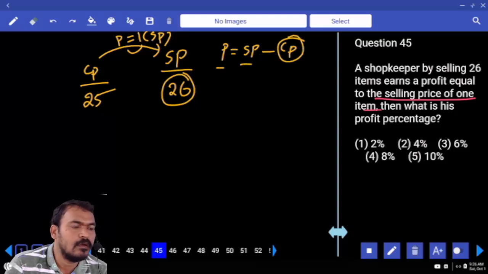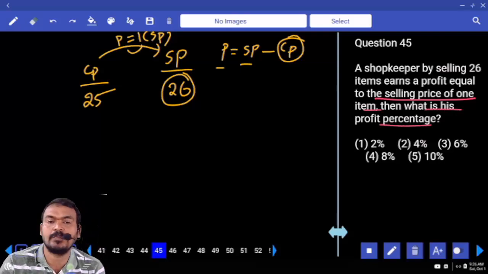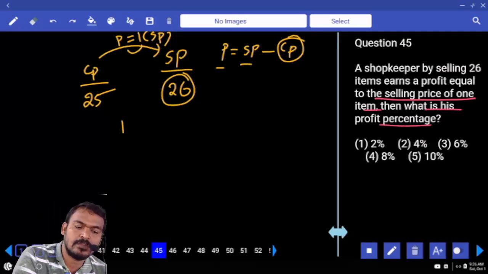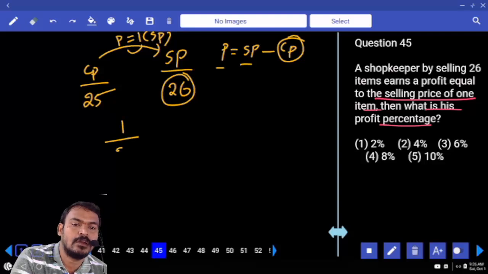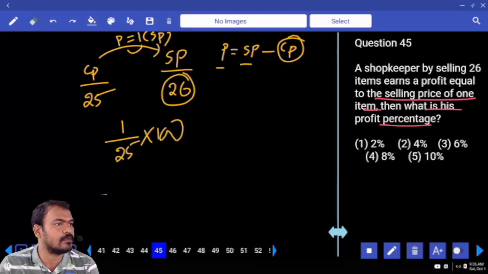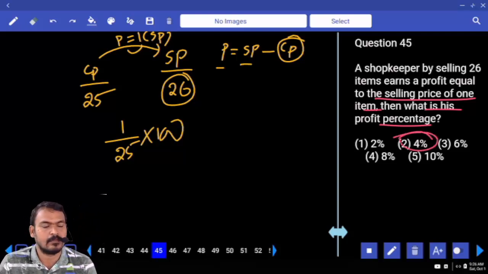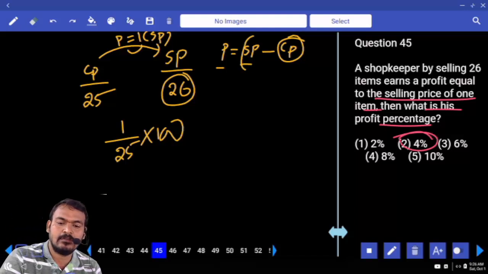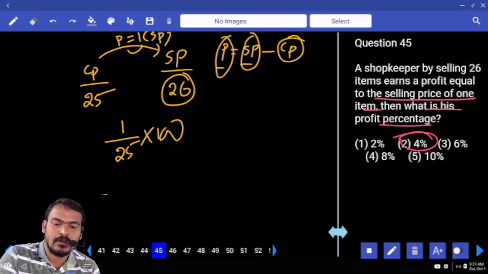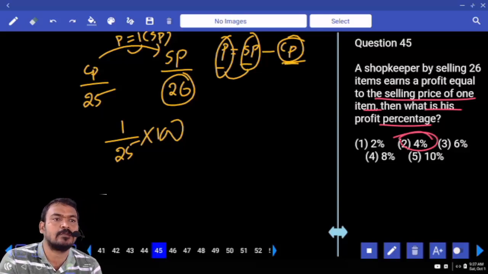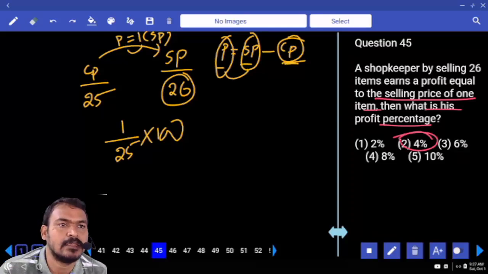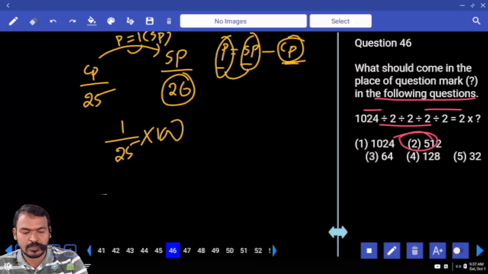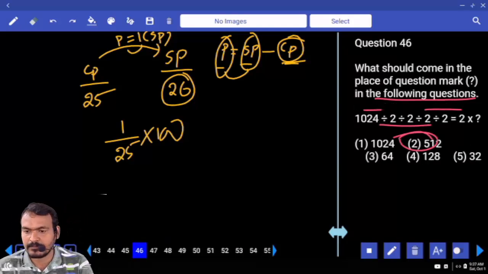Yes or no? What is the question here? Profit percent or loss percent? Profit percent. Means 1 upon which one? 25 into 100. 4% or 5%? 4%. What is the SP value? 26. What is the profit value? 1. These two are subtracted, we get the cost price or not? Yes or no? Next question number 46.